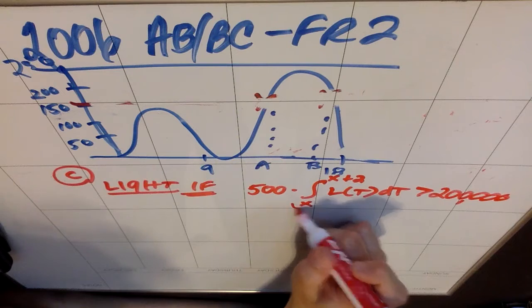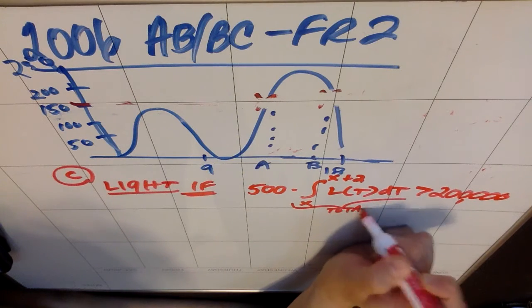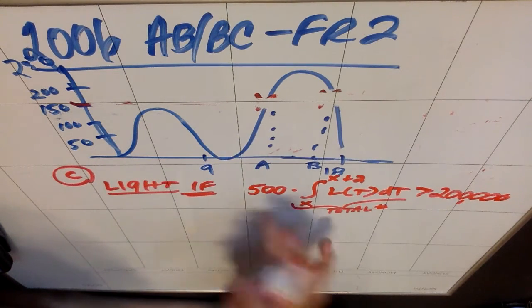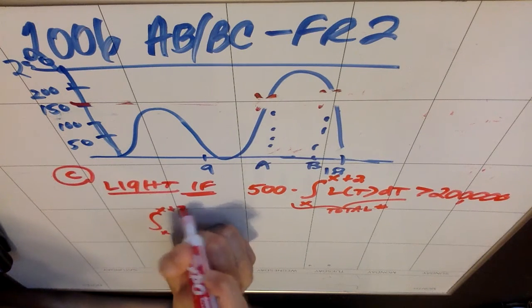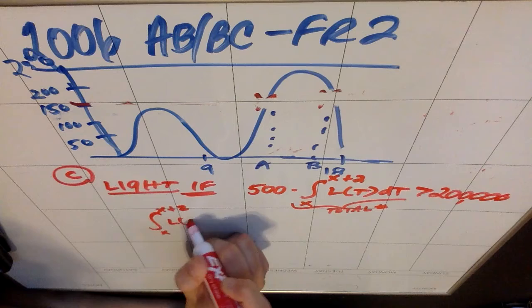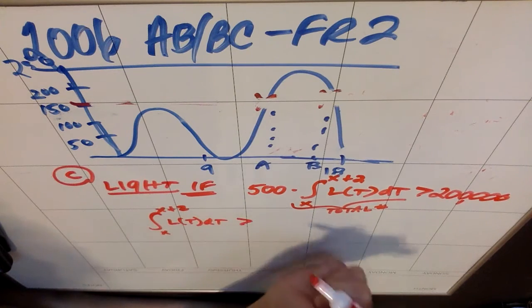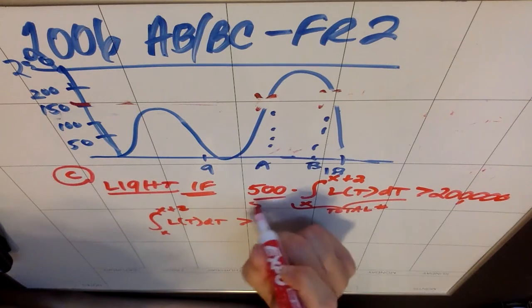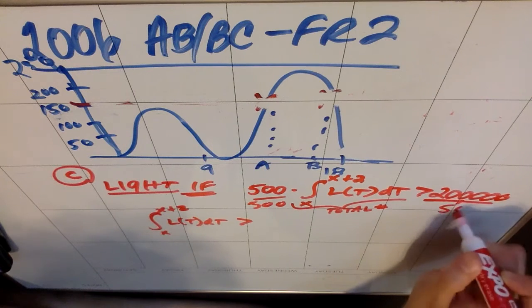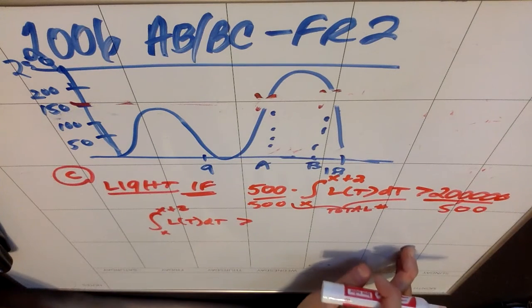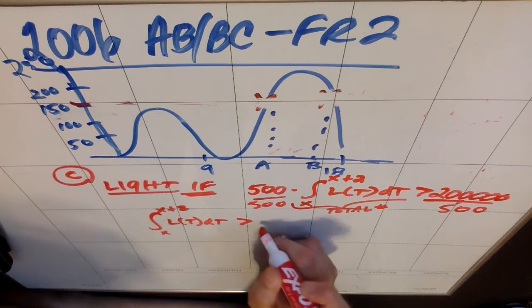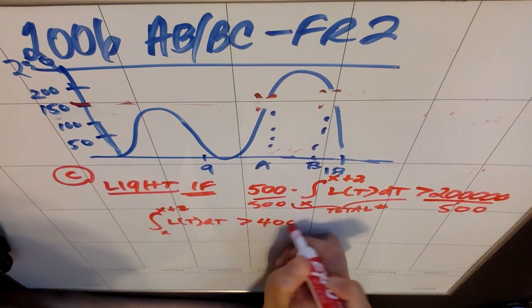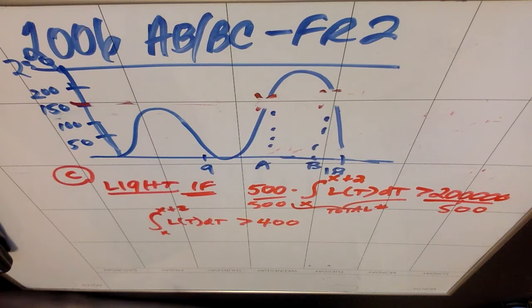So I'm going to argue, because this is the total number of cars in that 2-hour window, if I divide by 500 and integrate from some x to 2 hours later, which would be x plus 2, of L of t dt, I would need it to be bigger when I divide both sides by 500. That ends up being 400. So I need this window, this area, to be bigger than 400.